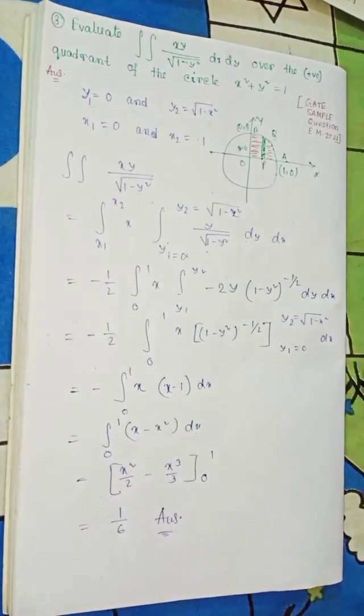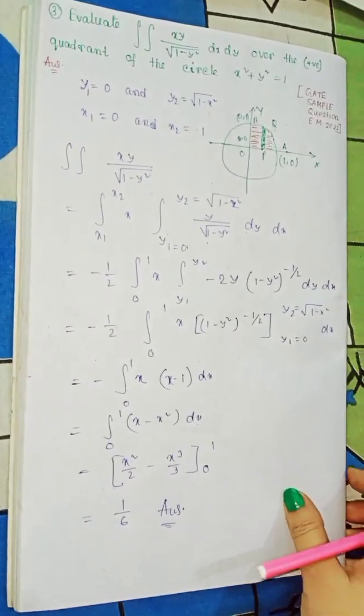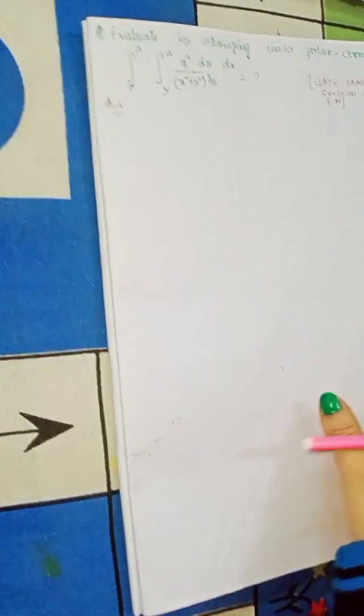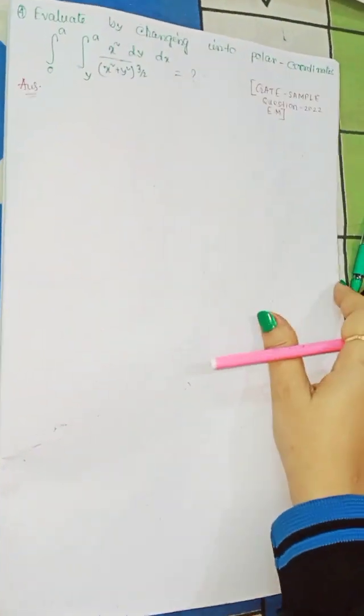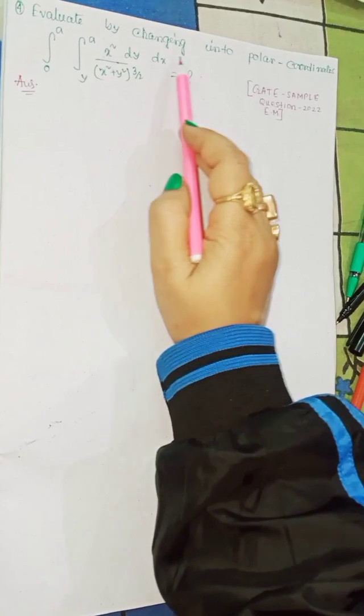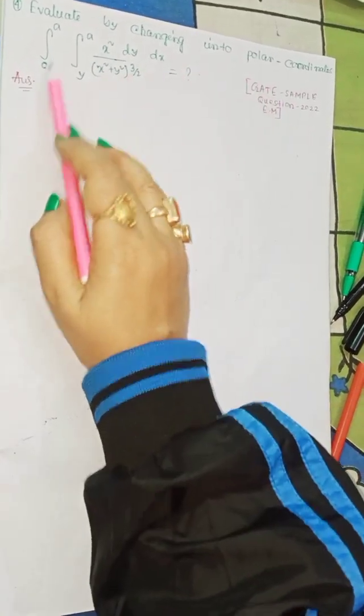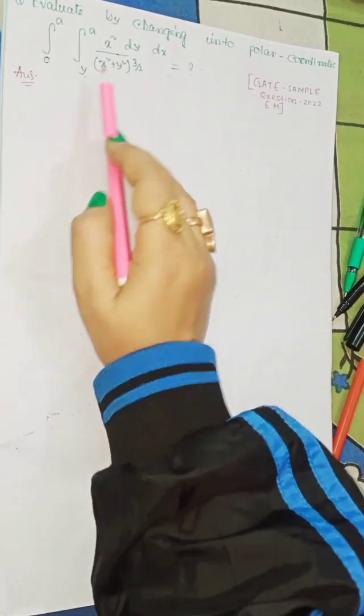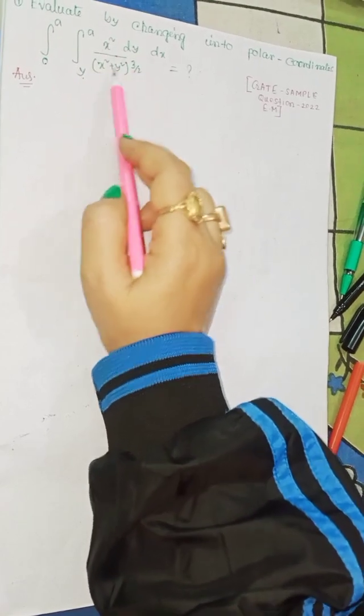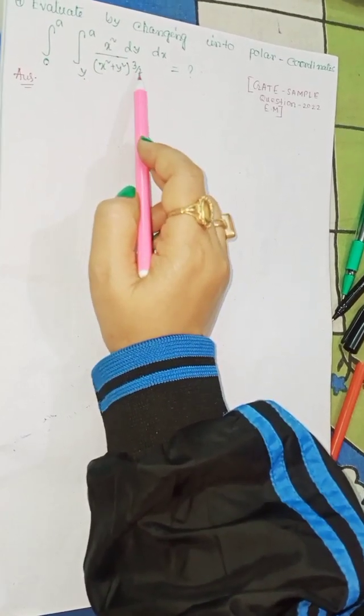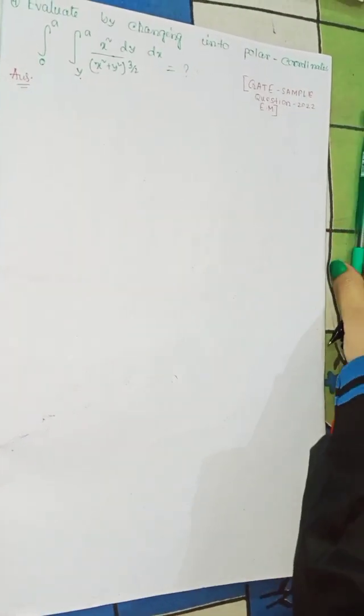So this is the whole solution of question 3. Now moving to question 4. So now question 4 tells us, evaluate by changing into polar coordinates, the integral with x from 0 to a and y from x to a, of x square dy dx divided by (x square plus y square) to the power 3 by 2, is equal to what? So this is also a GATE sample question.